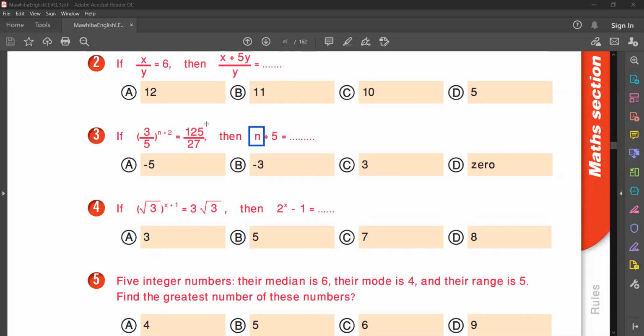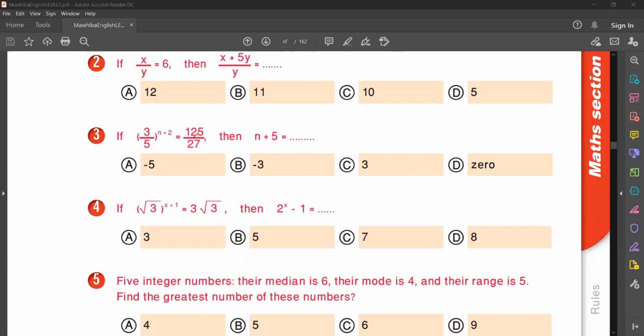Okay, you can analyze this number here, because you must put the bases the same. To solve this equation, the base must be the same. Then you delete the bases. Maybe you took this in grade 8, or I think in grade 9. Okay, we try it. Now 3 over 5 to the power n plus 2.